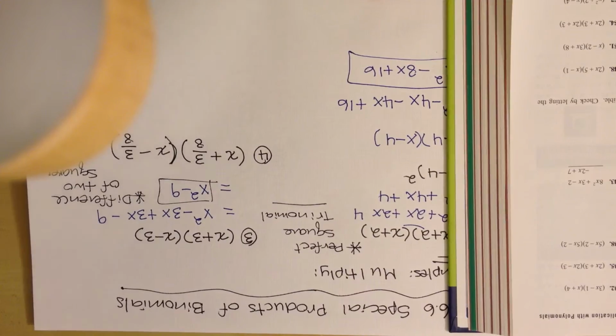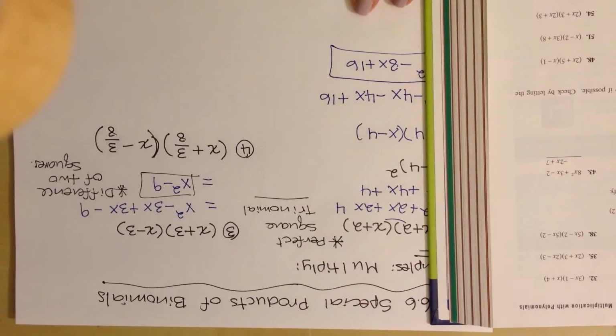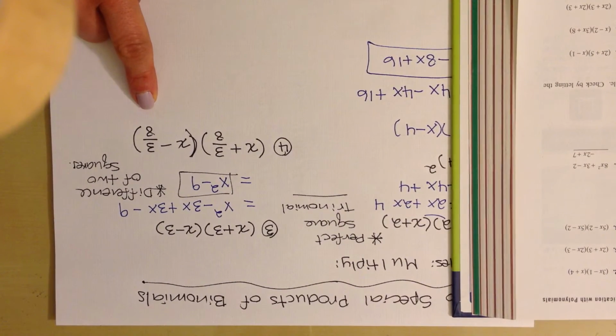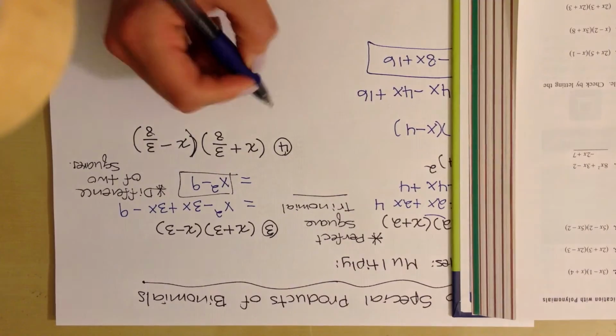Last example, let's just make sure you can see the example. So last example, we have, again, two binomials. Notice that everything is exactly the same except that they have opposite signs. So this will also give us a difference of two squares. So basically, let's multiply just like we did before.